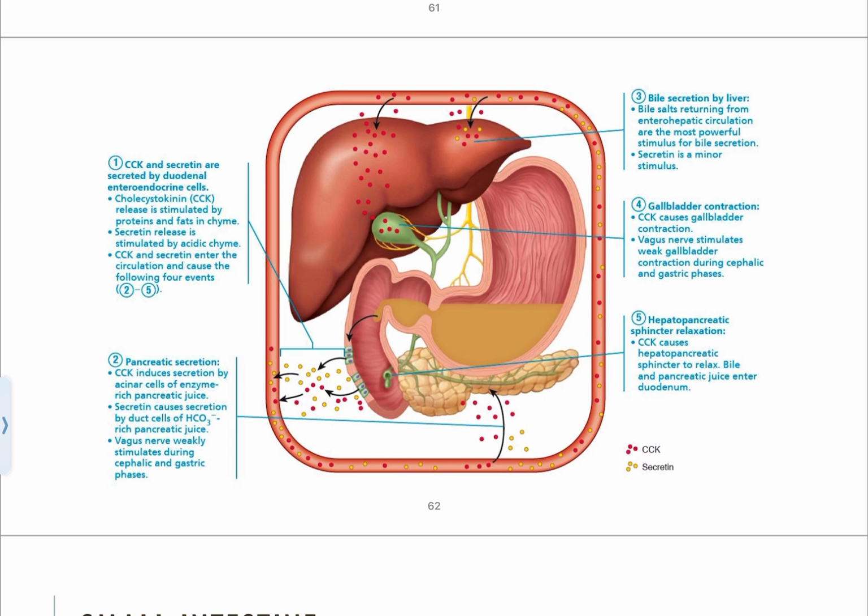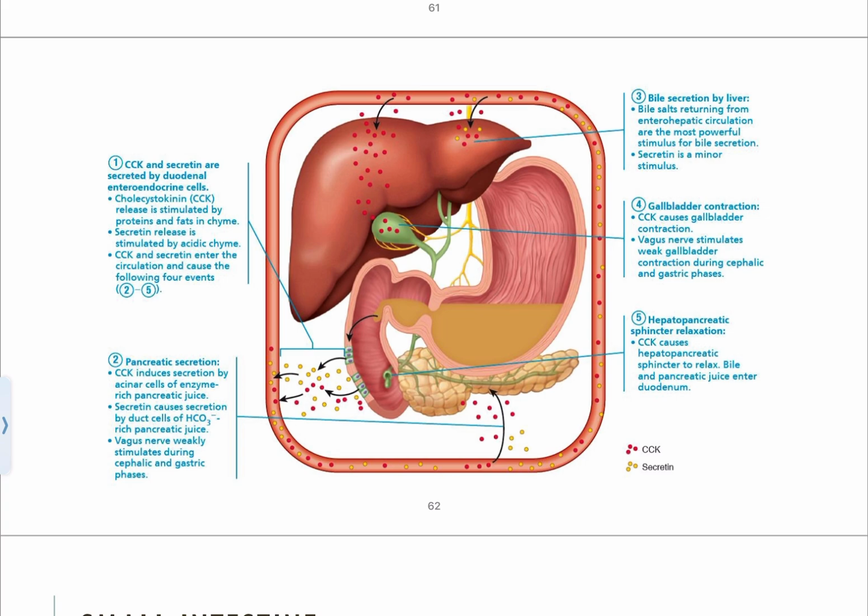So again, what you're focused on here is what is the role of CCK and what is the role of secretin in both pancreatic juice and bile secretion. So I would walk through this flow chart to try to understand what these two hormones do. CCK and secretin are going to be secreted by our duodenal enteroendocrine cells. If we're talking about CCK's function, CCK release is going to be stimulated by the presence of proteins and fats in the chyme. Secretin is going to be released and stimulated by the acidity of the chyme. They both enter into circulation.